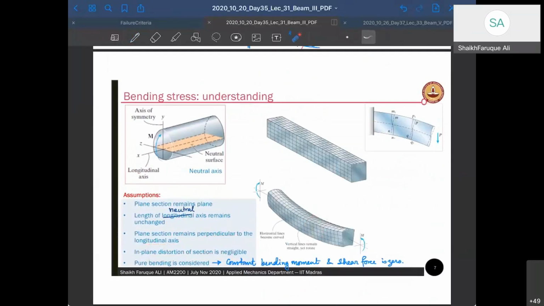That means it is not allowed. If there is a distortion, there will be some extension here like this. Warping is not allowed. Pure bending is considered. Pure bending is a constant bending where shear force is 0, which you can have through 3-point bending, or from two moments given at the beam, not a single moment. If you give a single moment, it will not be pure bending. Please pay attention here. This is not a pure bending case.